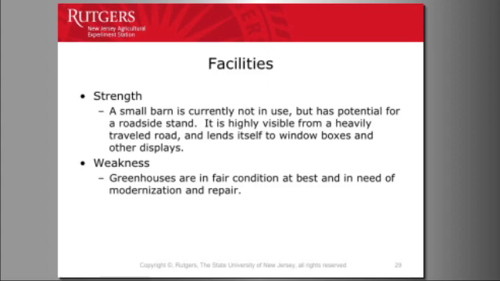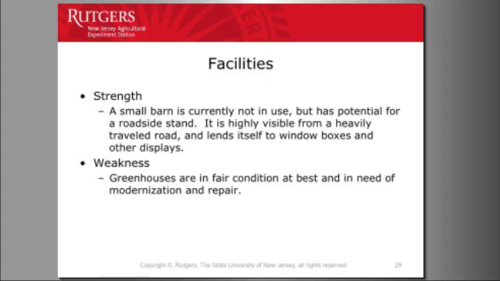The facilities. The strength is there's a small barn not in use that could have potential for a roadside stand if she wants to do direct marketing. It's highly visible. She's on a heavily traveled road, and she could put out window boxes and other displays to encourage people to buy her product.